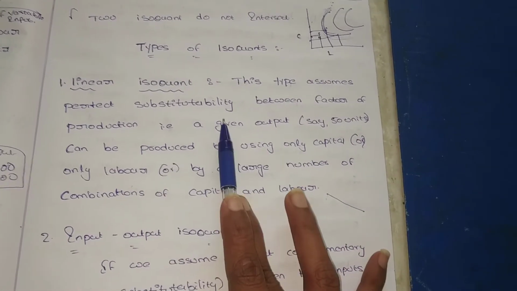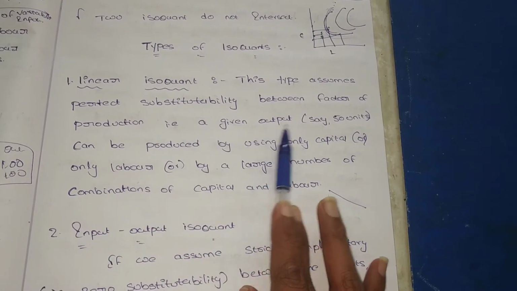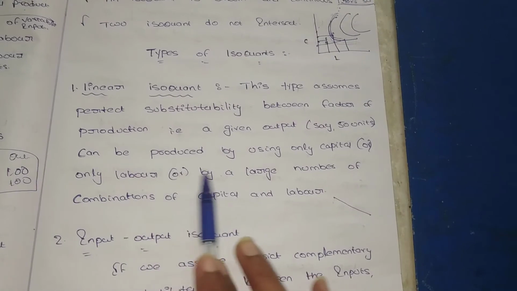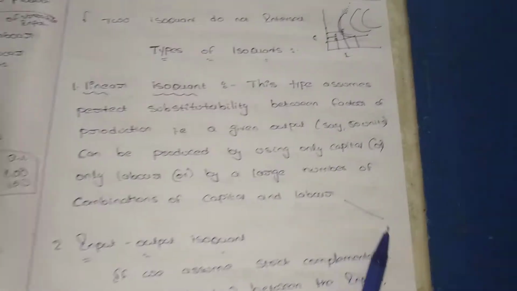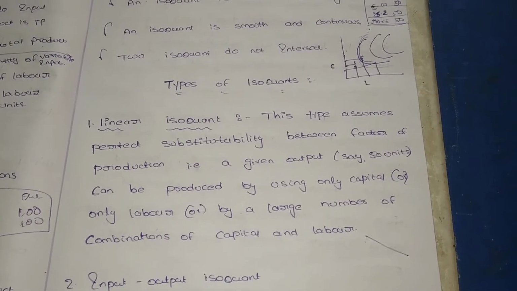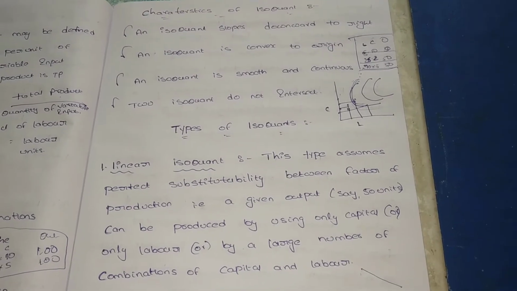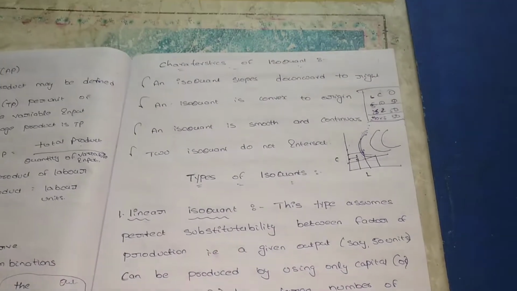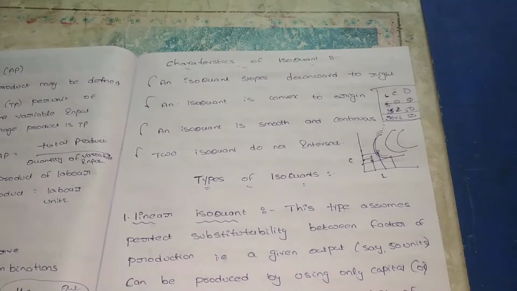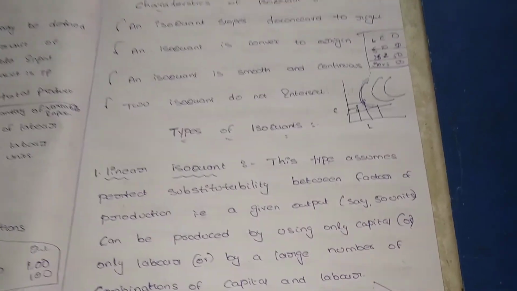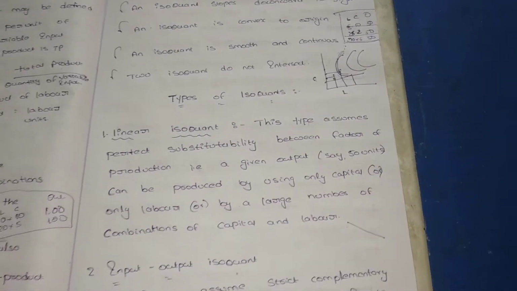This type assumes perfect substitutability between the factors of production for a given output. Say 50 units can be produced by using only capital or only labor, or by a large number of combinations of capital and labor. Here we are taking labor and capital as inputs. While these inputs change, the output is the same, but the curve will be linear. So in which type of goods will the curve be linear? In perfect substitutes. Petrol and diesel, tea and coffee, in cool drinks Thums Up and Pepsi, these are perfect substitutes. Only for perfect substitutes should the isoquant curve be a linear shape.